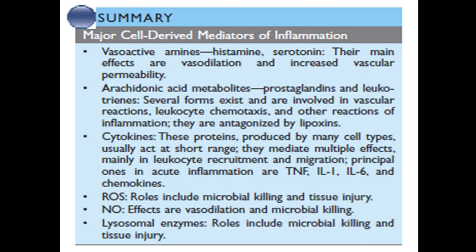The arachidonic acid metabolites are prostaglandins and leukotrienes. And the cytokines are produced by many cell types, and they usually act at short range and mediate multiple effects, mainly in leukocyte recruitment and migration. And tumor necrosis factor, interleukin 1, interleukin 6, and interleukin 12, which are produced by the macrophages, have important roles, particularly they act as chemokines and cause chemotaxis.